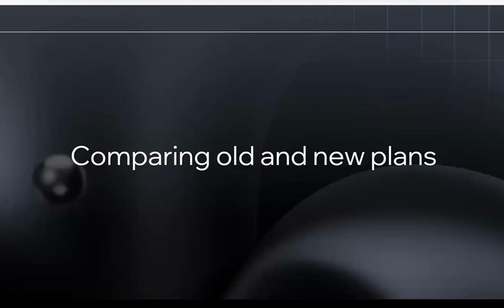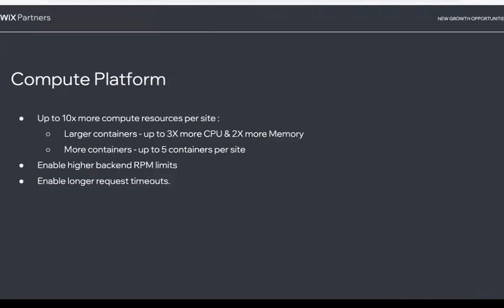Okay, now I want to have a look at comparing the old and new plans. So first, let's focus on the compute platform. With the new plans, we're able to offer auto scaling and to give more compute resources in terms of more and larger containers. We can also give higher RPM limits and also longer timeout limits.